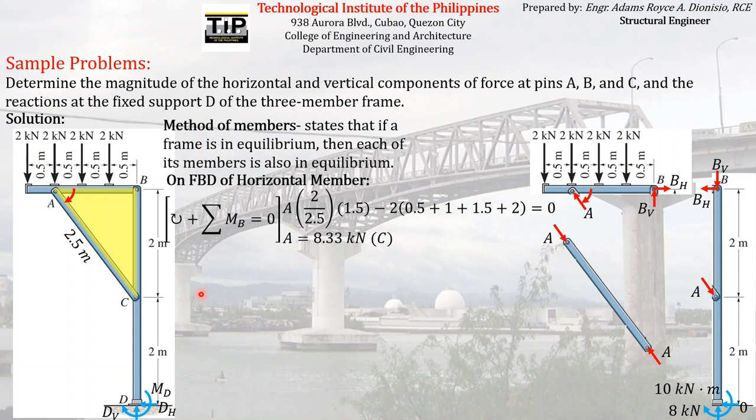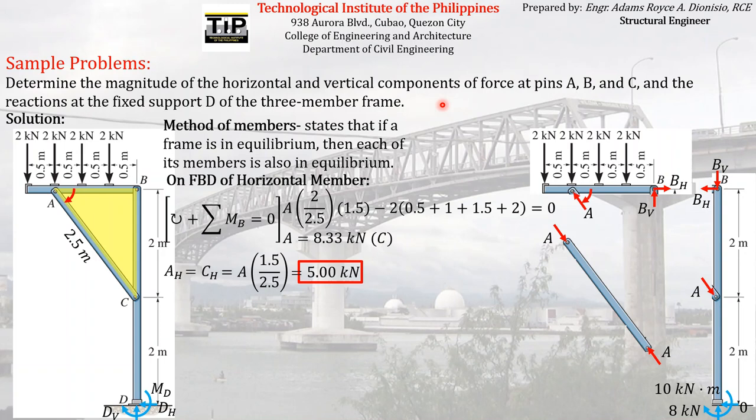So ibig sabihin lang, yung horizontal component ng force acting on pin A tsaka yung horizontal component ng force acting on pin C equals lang. And what is that magnitude? So kung horizontal yun or x, we have to multiply A by cosine. Cosine itong angle na to is equal to adjacent over hypotenuse or 1.5 over 2.5. So, substituting the value of A, we can get that the horizontal component is 5 kilonewton force. Hindi na natin kailangan ng direction ilagay kasi ang hinahanap lang naman ay magnitude. So, yan na yung sagot, dalawang sagot actually sa tanong.